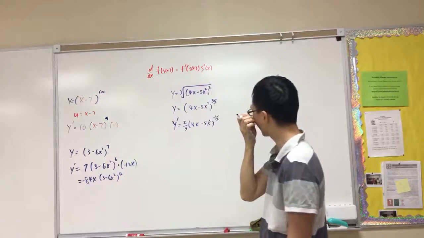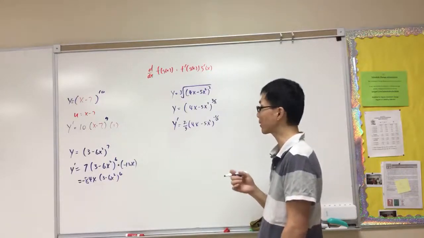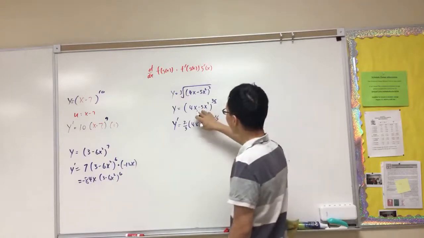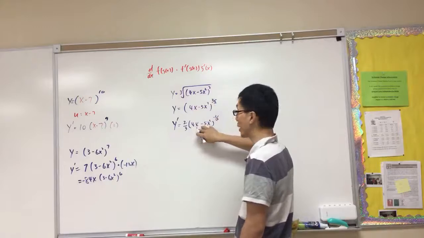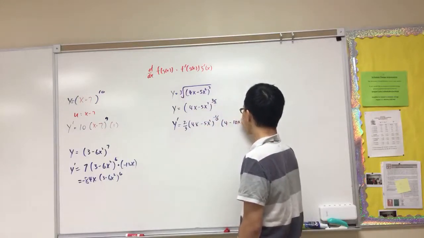Am I doing okay? Am I done? No. Most of you on the test, this is where you stop. I promise you, this is what happens, but you have to take a derivative of the inner function now, which is going to be 4 minus 10x.